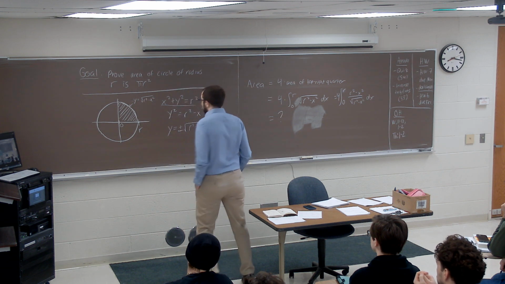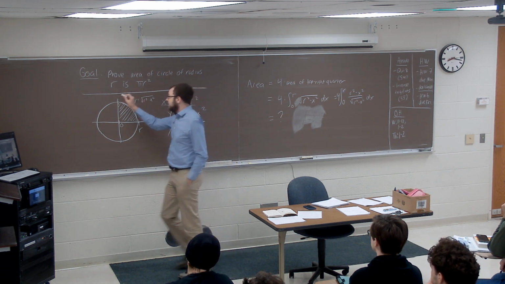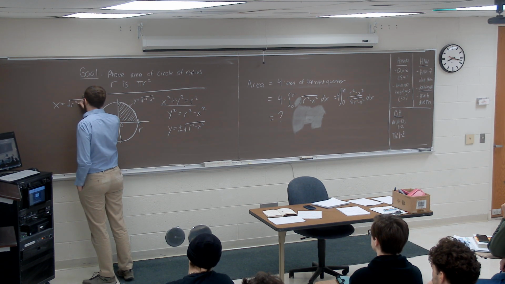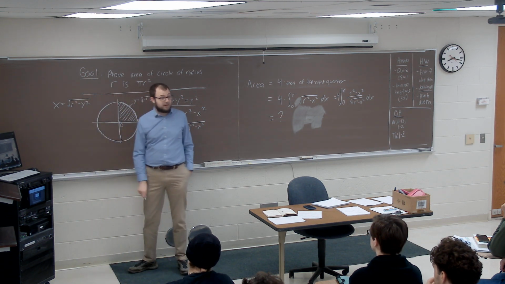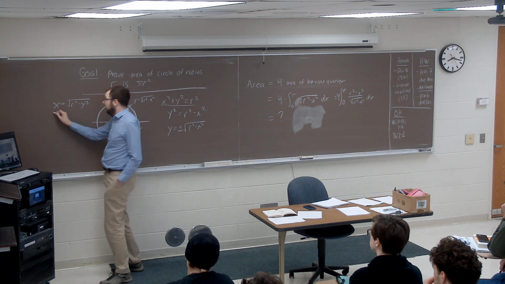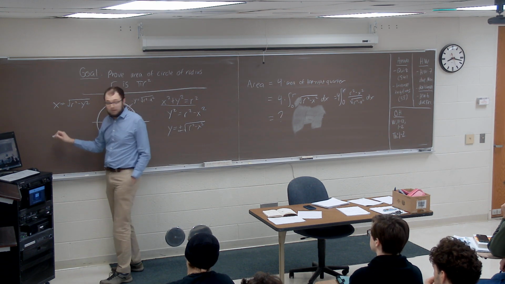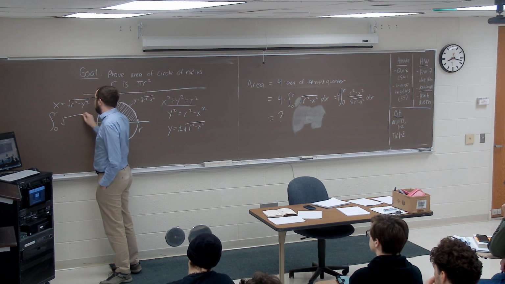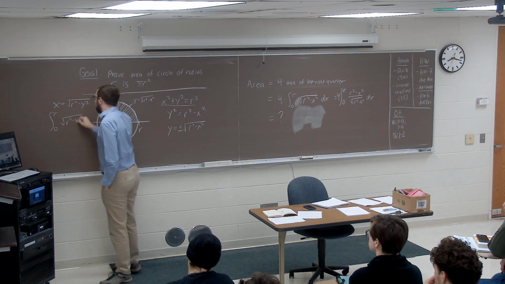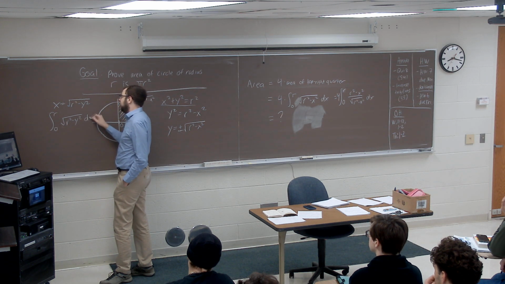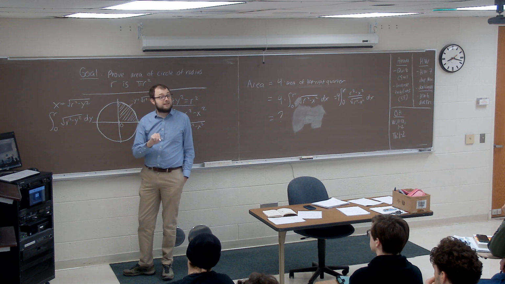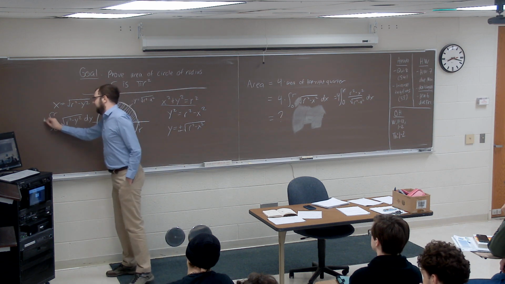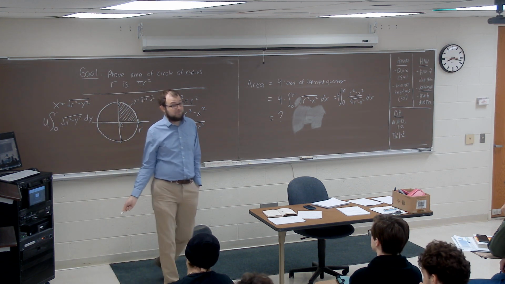Right. We could do that, actually, if you wanted to. If we solve this for x, we would get x equals the square root of r squared minus y squared. And if we really wanted to get cheeky, we could write this as an integral from 0 to r of the square root of r squared minus y squared, integrated with respect to y instead. That would give us the same result once we multiply it by 4.